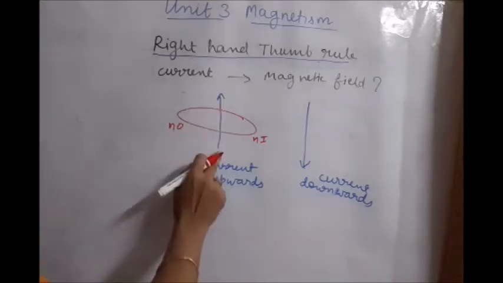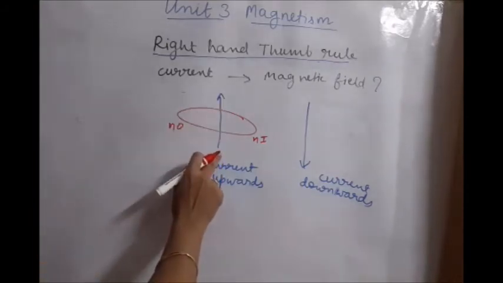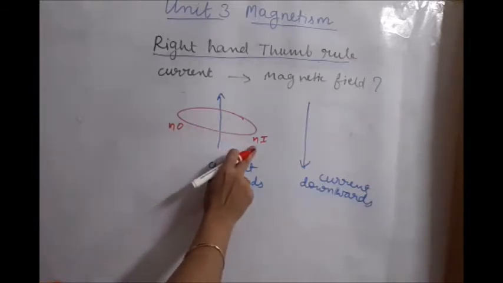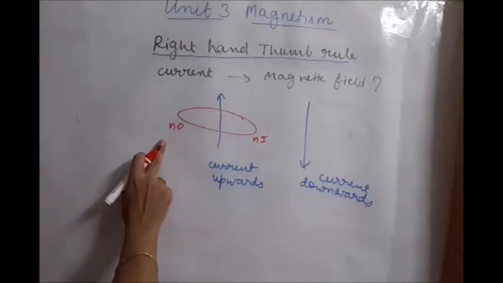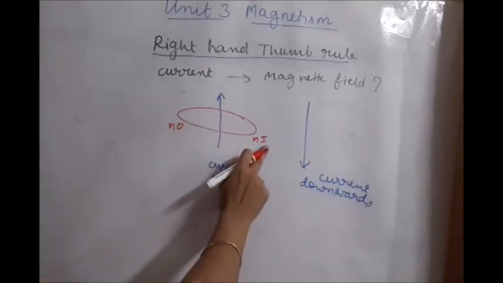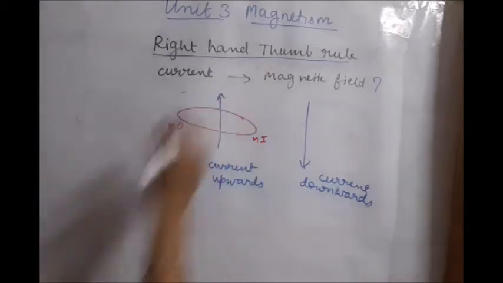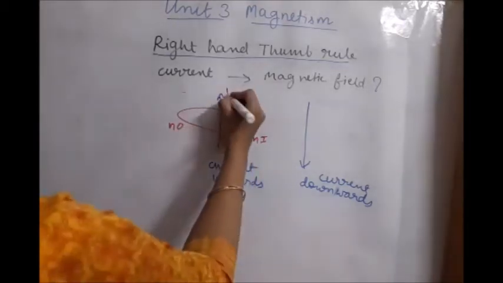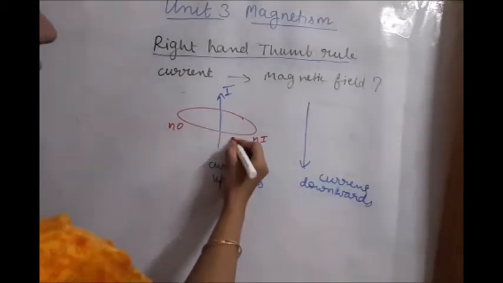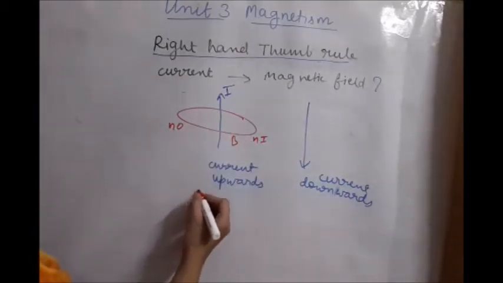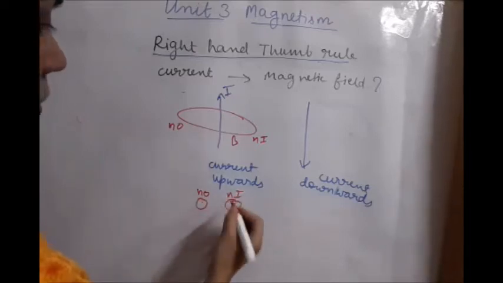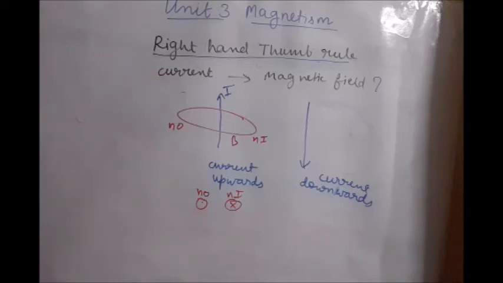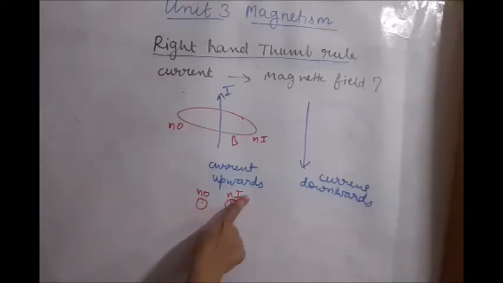So for the same wire, or for the same current, there can be two directions of magnetic field at different locations. On the left side the direction of the magnetic field is different, and on the right side the direction of the magnetic field is different. So this blue is the current and this red is the magnetic field. Also, we can show normally out and normally in by dot and cross. You will find this in the books also. Cross means normally in, dot means normally out.